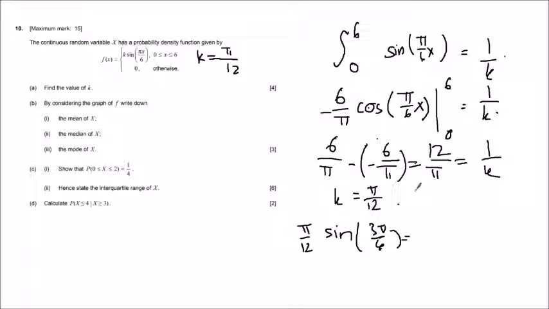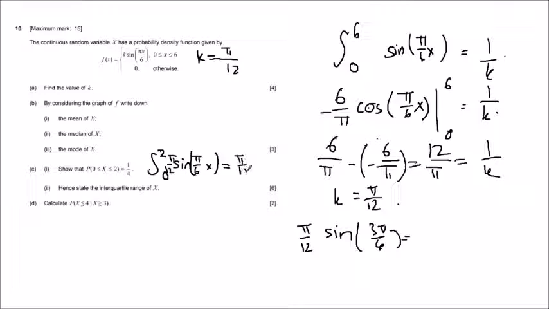Show that P(0 ≤ x ≤ 2) is smaller than or equal to 1/4. This is not hard to show. We just need to do this, basically. So this is just the integral from 0 to 2 of the sine of pi over 6 x, and we already have pi over 12.